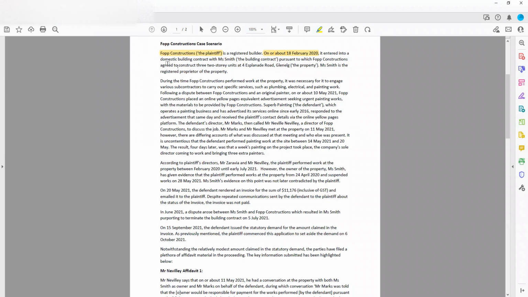Now, we know that we have a domestic building contract. So we know that this is a contract law issue for a domestic building. That's important when it comes to legislation and the type of case law we might want to reference. Then we have Ms. Smith, who is also a key player. And what have they agreed in this contract? Well, we have agreed to construct 3 two-story units at 4 Esplanade Road, Glenelg.